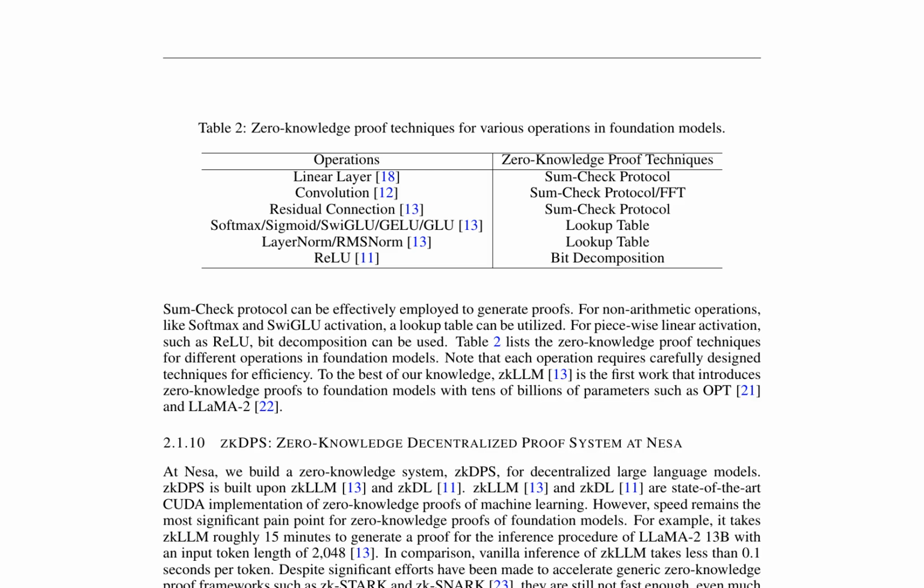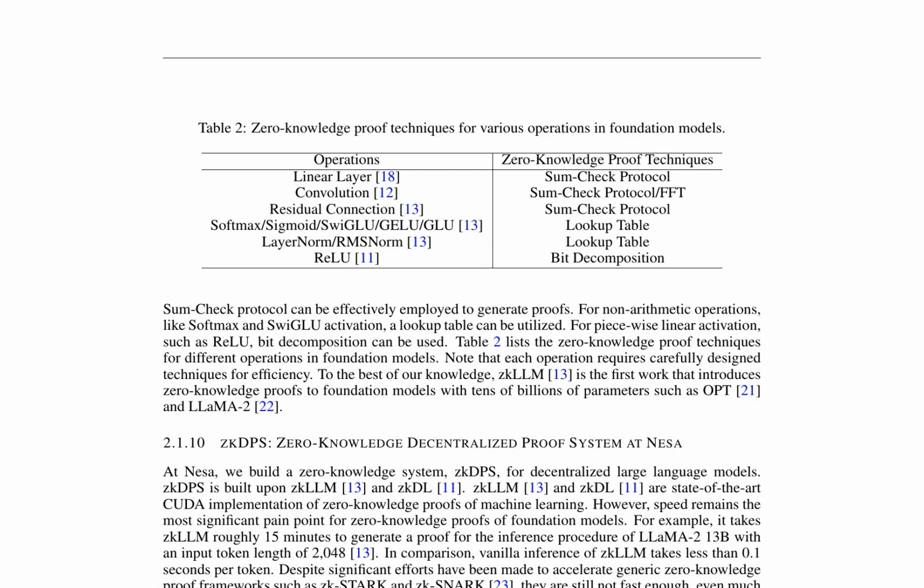The integration of these techniques enables the construction of zero-knowledge proof systems for foundation models, comprising transformer layers and MLP layers. Arithmetic operations in linear layers and MLPs are proved using the sum check protocol, while non-arithmetic operations, such as softmax and SwiGLU, are proved using lookup tables, and ReLU operations are proved using bit decomposition.